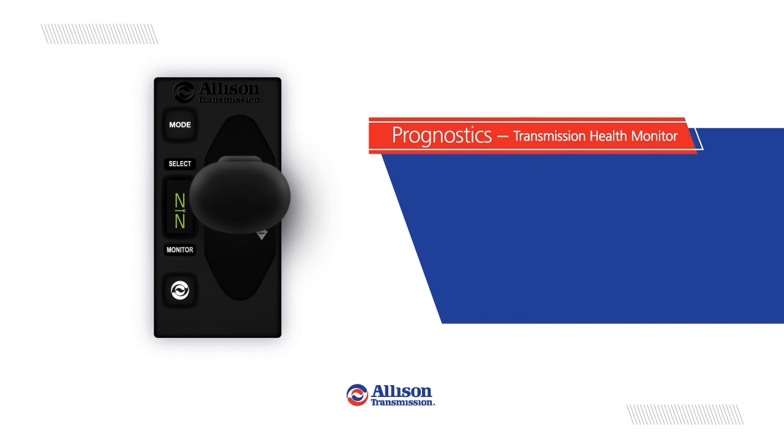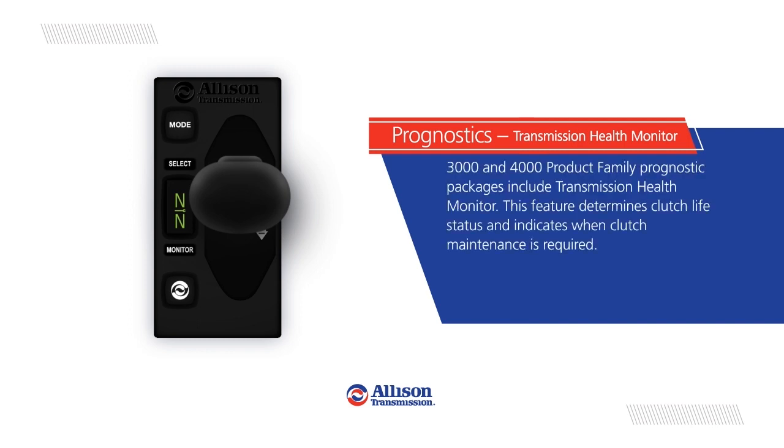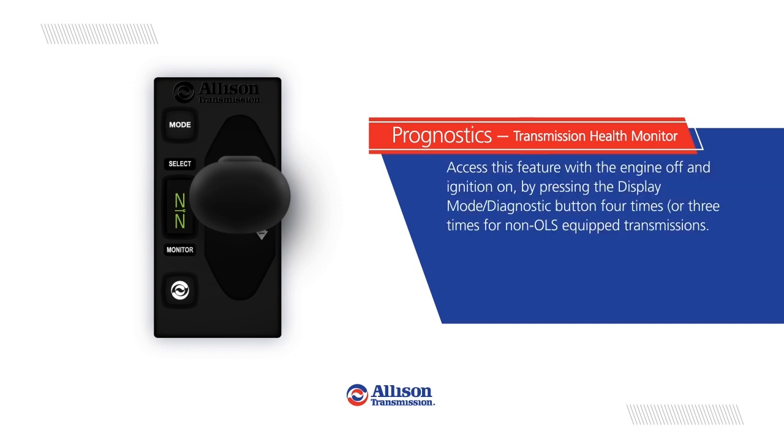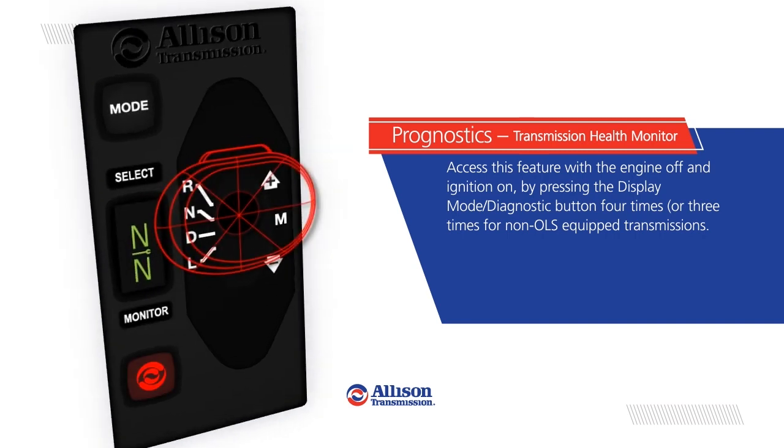Transmission Health Monitor. 3000 and 4000 product family prognostic packages include Transmission Health Monitor. This feature determines clutch life status and indicates when clutch maintenance is required. Access this feature with the engine off and ignition on by pressing the Display Mode Diagnostic button 4 times, or 3 times for non-OLS equipped transmissions.